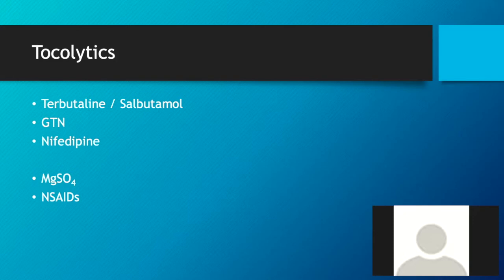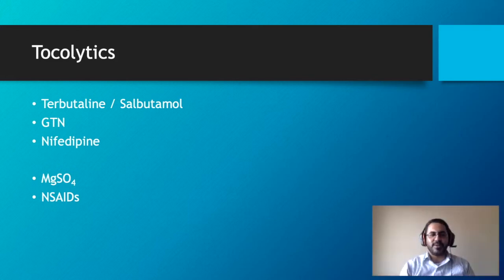Something to do with calcium channel blocking. It's a calcium channel blocker. So it basically, again, relaxes the smooth muscles by blocking the calcium channels. And in a similar way, magnesium sulfate works because it's another anti-calcium.